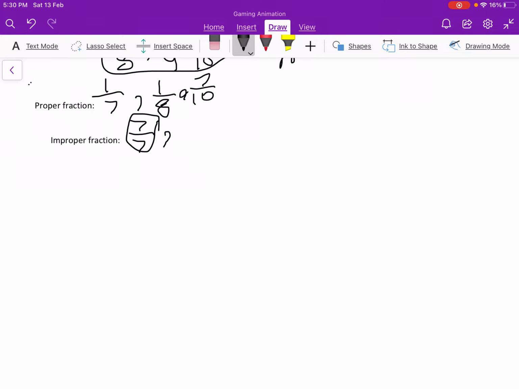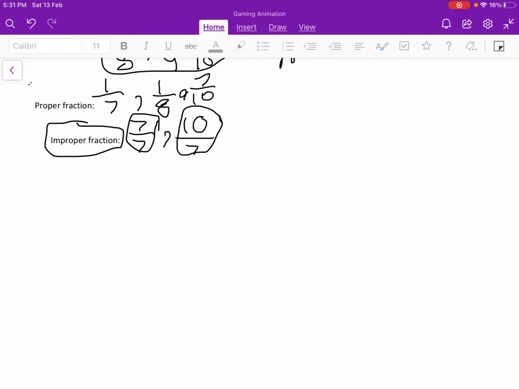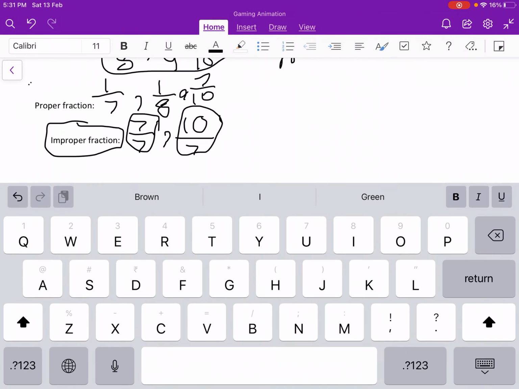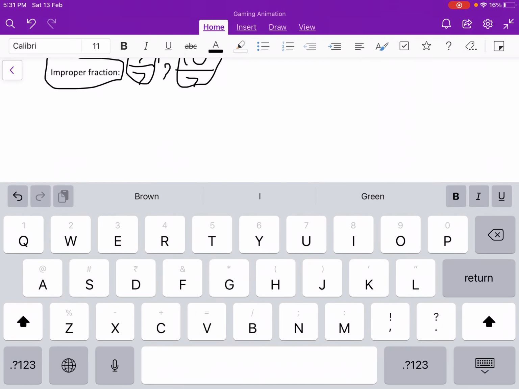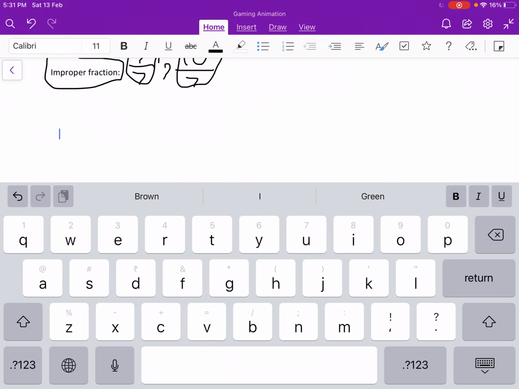Sorry, that was just a blooper. So 10 by 7. Yeah, this is an improper fraction too. So equal numerator and denominator, or a bigger numerator and smaller denominator, is called improper fraction. So now let's go to the next fraction, which is mixed number, also known as mixed fraction.